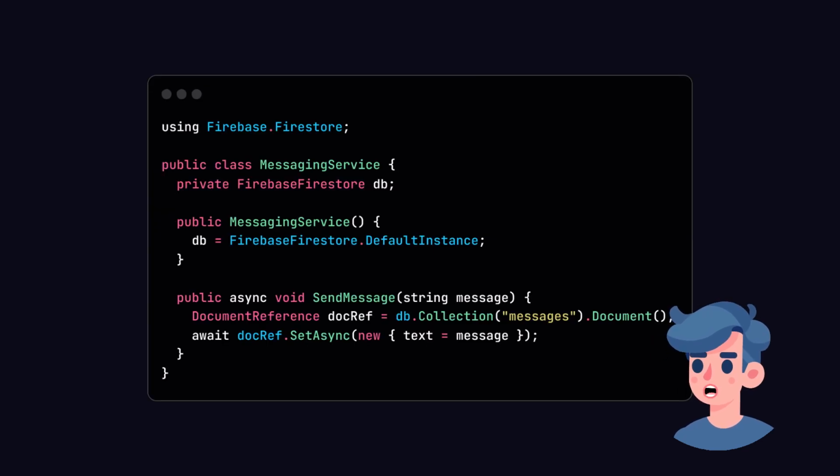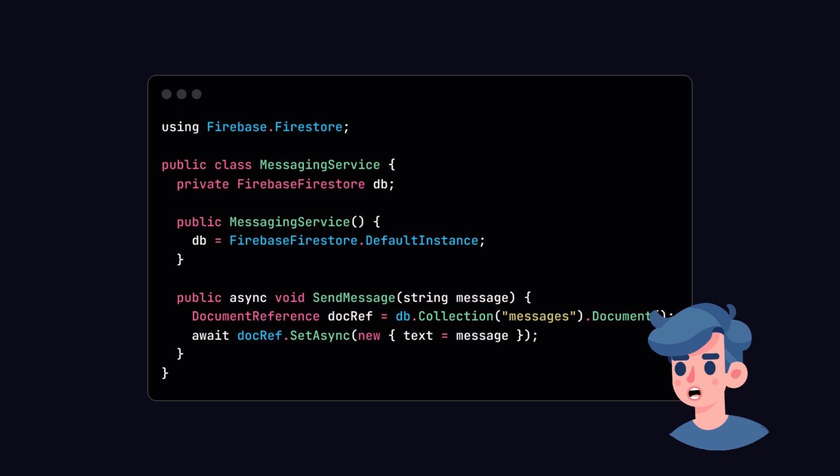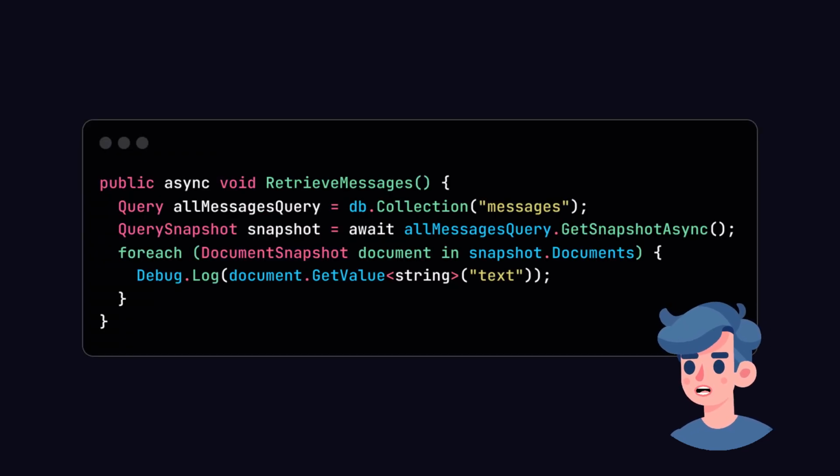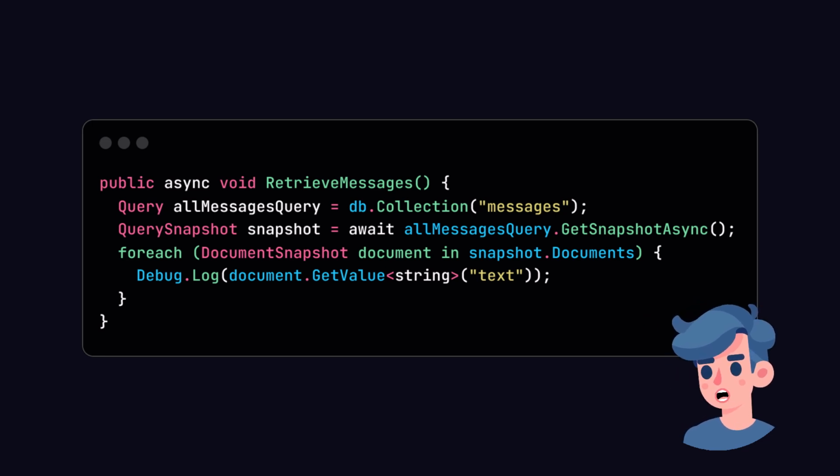Now we'll create our messaging functionality. First, let's set up a method to send messages to our Firestore database. We will create another script, MessagingService.cs, and handle message sending within it. Next, let's create a method to retrieve messages from Firestore. We'll implement this in our MessagingService.cs script as well.